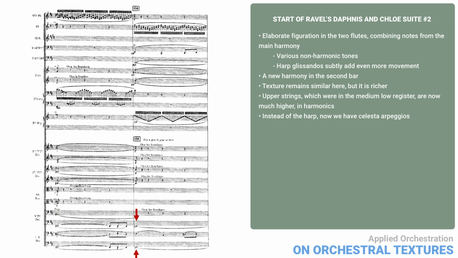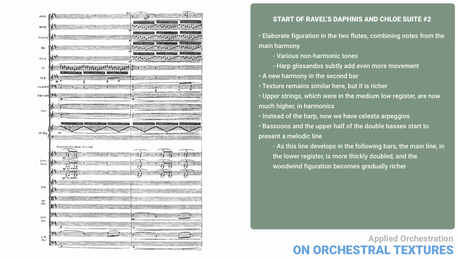Now the bass goes down to D, and the bassoons in the upper half of the double basses start to present a melodic line. As this line develops in the following bars, the main line in the low register is more thickly doubled, and the woodwind figuration becomes gradually richer. Also, a new element arrives made up of short harmonics in the strings and short piccolo notes.